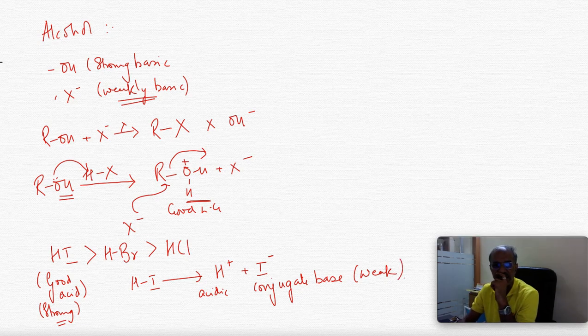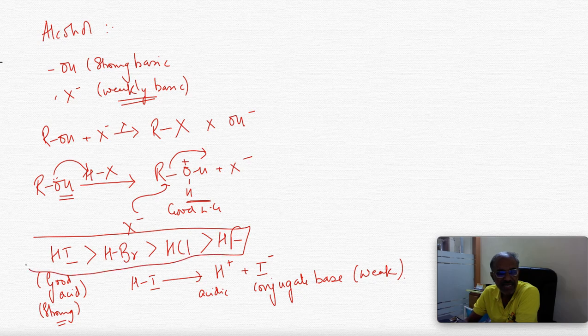So that is why I minus will be a good nucleophile, and it will also be a good leaving group. I will automatically become a good leaving group. Fine. So HI is a very strong acid as compared to HBr, as compared to HCl, and as compared to HF. This is very important. Make a point on it.